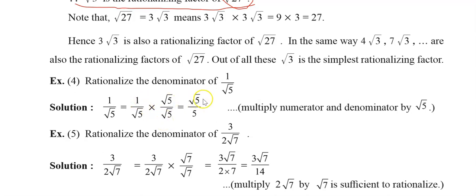1 into root of 5 is root of 5. Root of 5 into root of 5 is 5, and therefore this is root of 5 upon 5. Here the denominator is rationalized. Now rationalize again the denominator here.